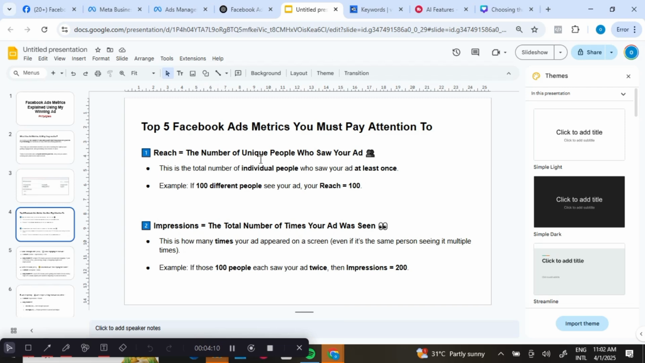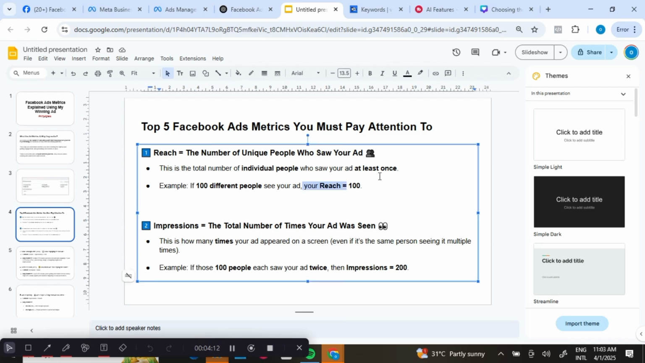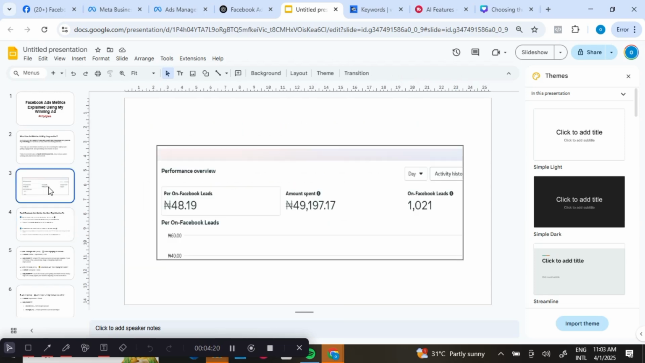So the figure that you get in your reach shows you the number of people that have seen your ad. So if you are seeing 100, now from this image, I don't know my reach. You can see that I don't know how many people have seen this ad for me to have this result.